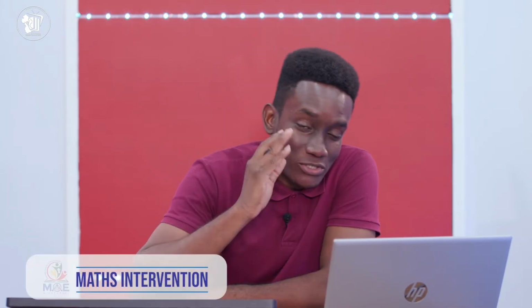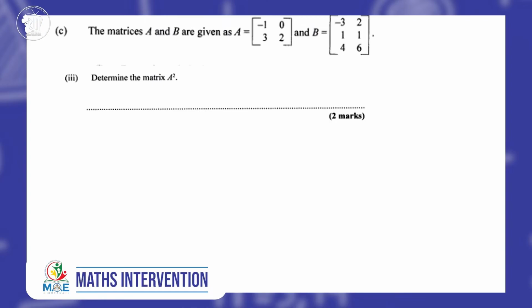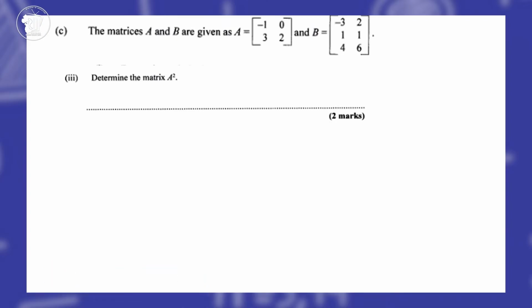In this video we will be looking at a matrix question, so let's not waste any more time, let's head straight into that question. The question says, the matrices A and B are given as, A is negative 1, 0, 3, 2, and B is equal to 3, 2, 1, 1, 4, 6. They want us to determine the matrix A squared. The matrix A squared is simply telling you you want A multiplied by A. You want matrix A multiplied by matrix A.